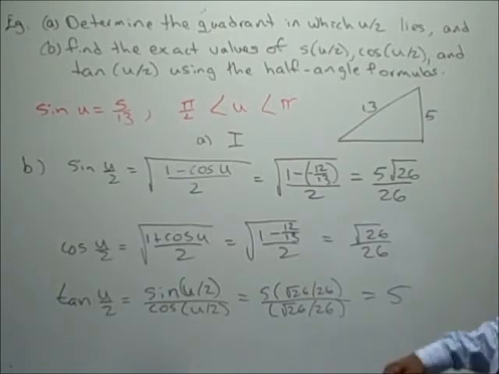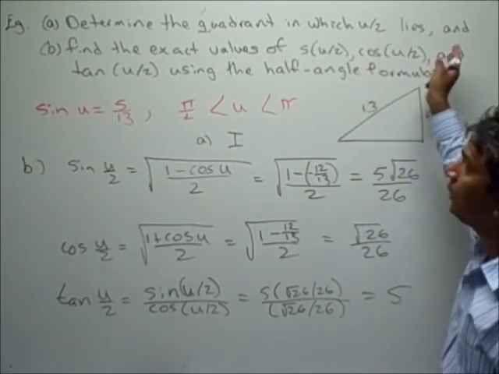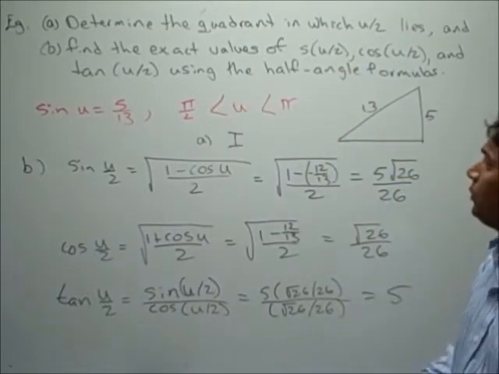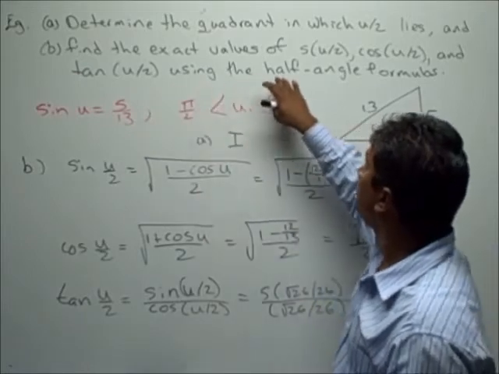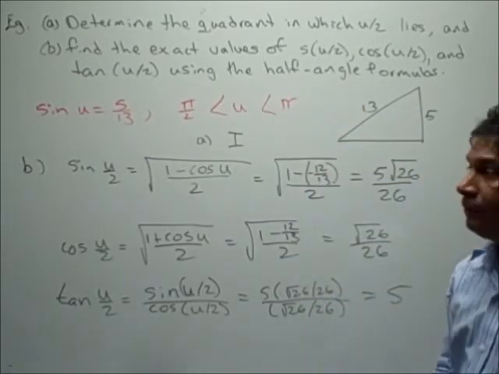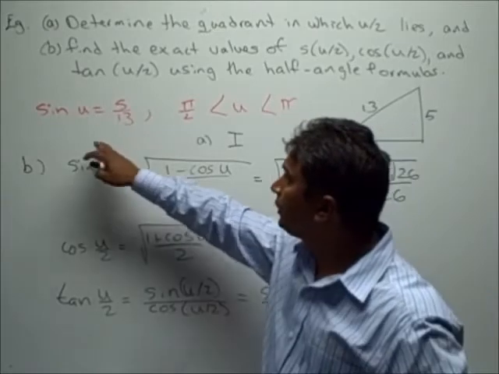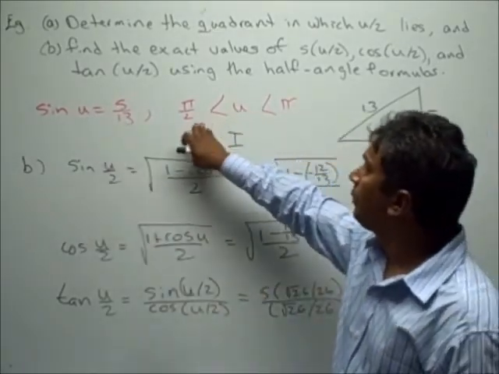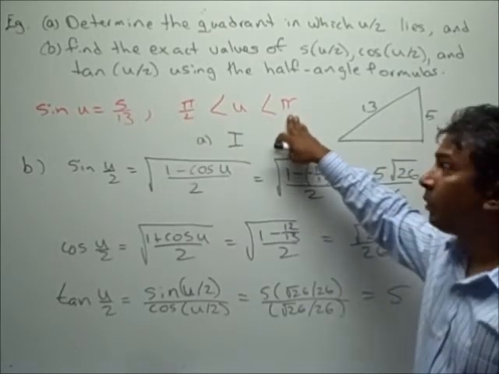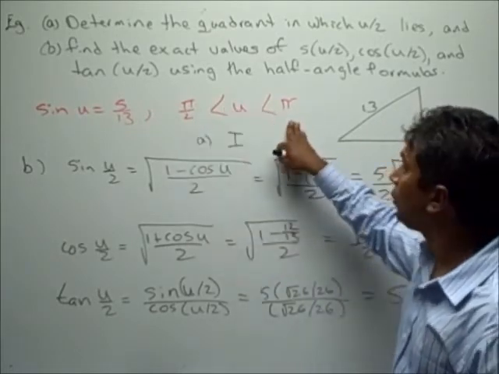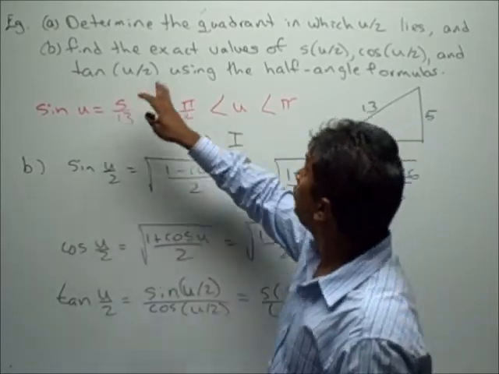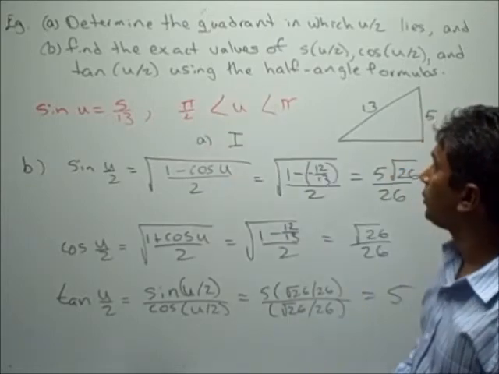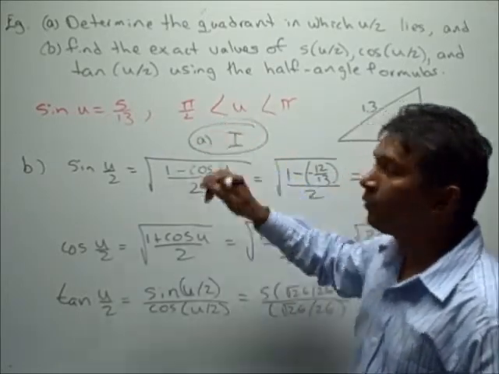Here we're going to determine the quadrant in which u over 2 lies and find the exact value of sine of u over 2, cosine of u over 2, and tan of u over 2 using the half angle formulas. We're told that the sine of u is equal to 5 over 13 and that u is between pi over 2 and pi. So pi over 2 to pi is our second quadrant. Therefore, u over 2 must lie in the first quadrant. It's half of the second quadrant. So our first answer for part A would be quadrant 1.